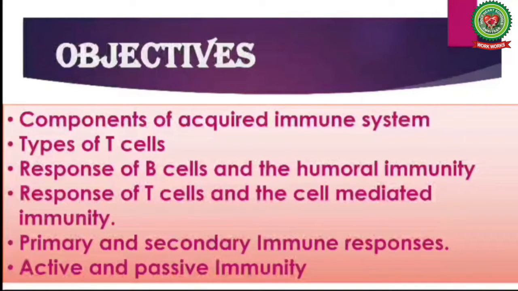This video is in continuity with the previous video of the chapter Human Health and Diseases. And the main objectives we are covering in this video are components of acquired immune system, types of T cells, response of B cells and the humoral immunity, response of T cells and the cell-mediated immunity, primary and secondary immune responses, and last is active and passive immunity.